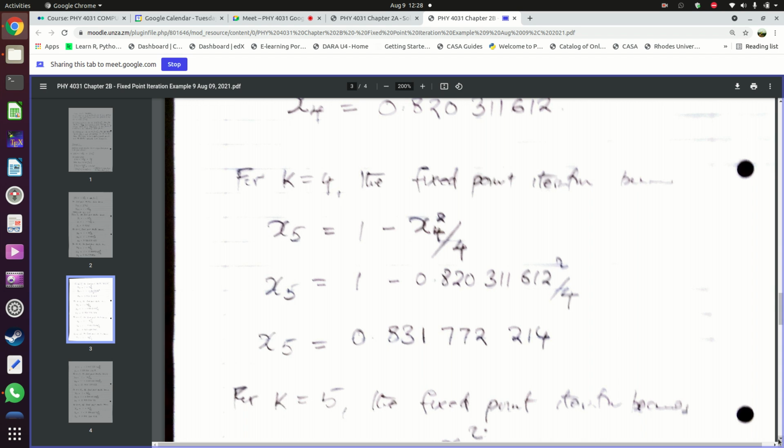Then for k equals 5, our fixed point iteration. Just a minute. Okay. Could you put that on? What about this? How do you move the guy? Okay, look at one.